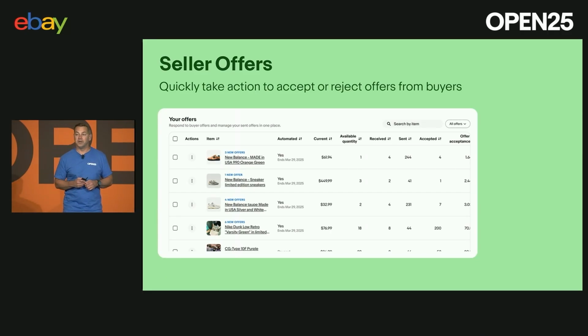We've also added the ability to see incoming buyer offers. So this allows you to see at a glance the items that have incoming either counter offers to your offer or best offers from buyers. So you can quickly take action to each one of those items and accept the offers that meet your criteria.